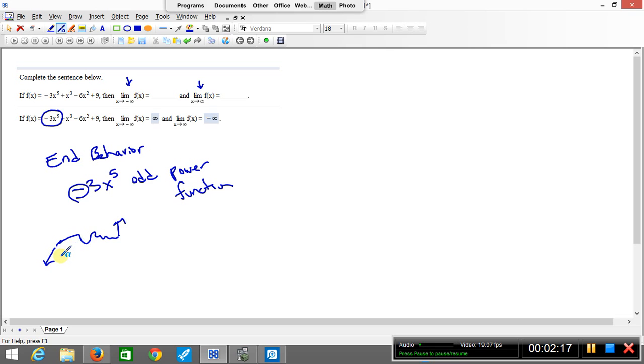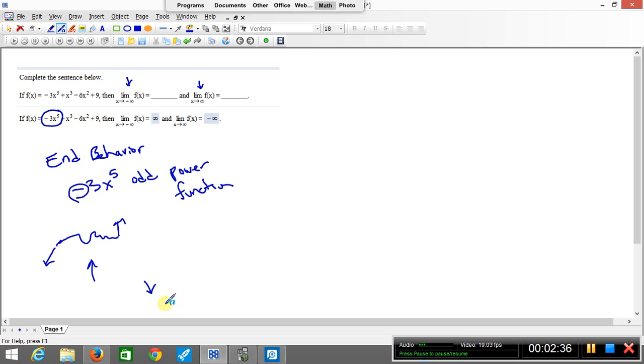However, because of the negative, that causes an x-axis reflection, and we would have the reverse situation where you have an arrow going up on the left as x goes towards negative infinity, and an arrow going down on the right as x goes towards positive infinity.